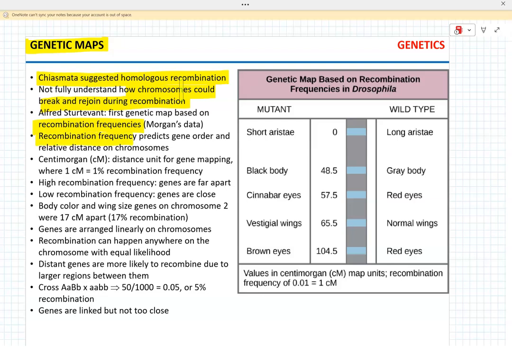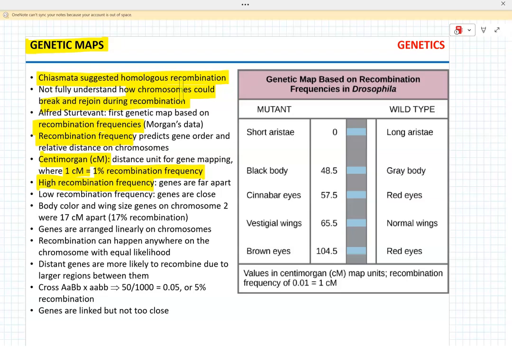Recombination frequency essentially tells the scientist the order of the genes on the chromosome and the relative distance between them. The distance between the genes is measured in centimorgans. It is not an actual length unit, it's a unit for gene mapping, where 1 centimorgan corresponds to 1% recombination frequency. So if the frequency of recombination is high, it means that genes are far apart.